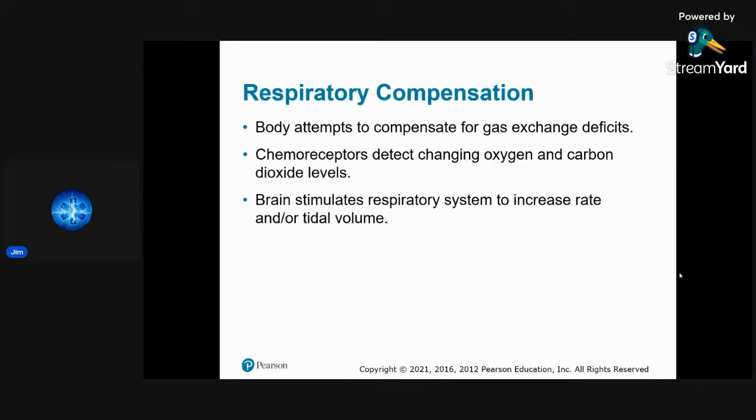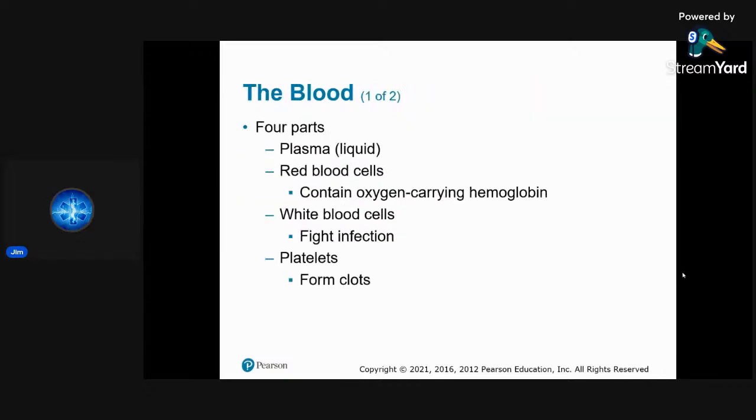Okay. Moving on to the blood. Four parts. Plasma makes up the majority of the blood. That's the liquid. The red blood cells carry hemoglobin, which the oxygen binds to. The white blood cells are the leukocytes. They're the soldiers, right? The troops. They fight infection. And the platelets will form the clots. They plug the holes.